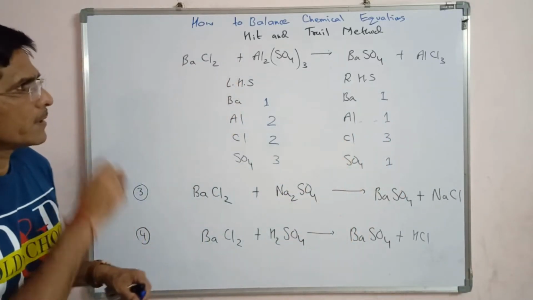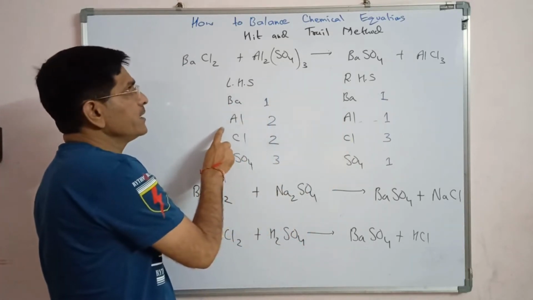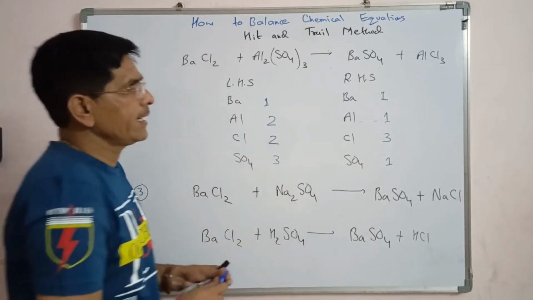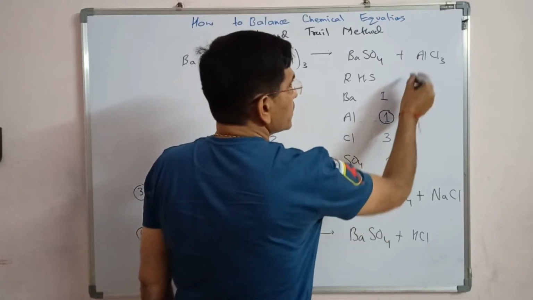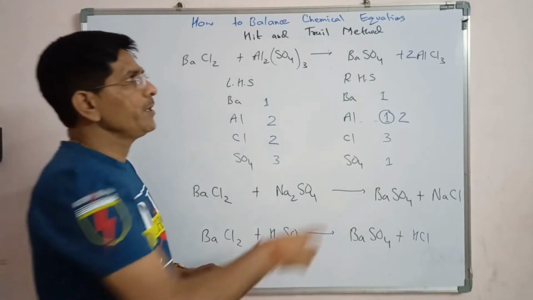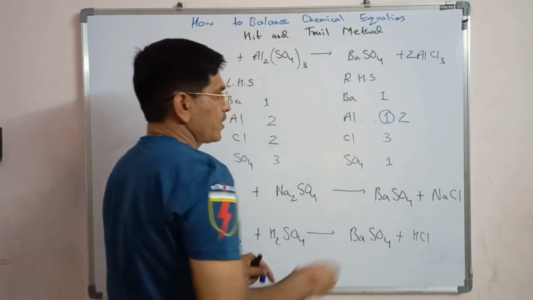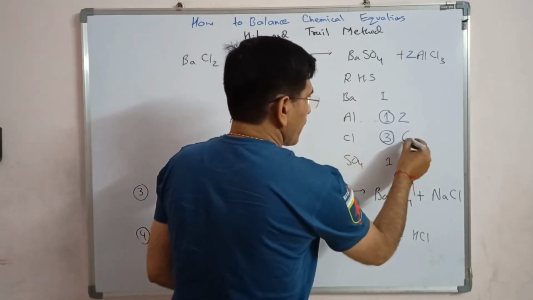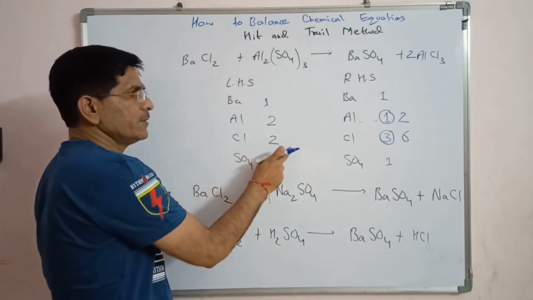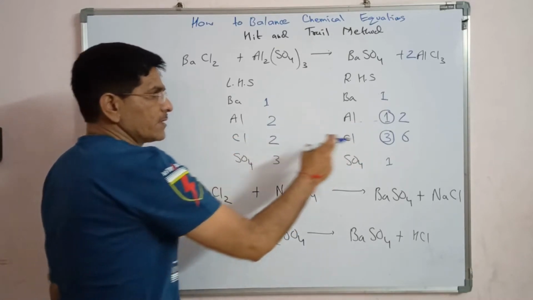If we see properly, what is our first target? We have to identify the metals. Here aluminum is twice. To make aluminum 2, I have to multiply with 2 here. So now 2 aluminum is there. When aluminum is 2, then chlorine is 2 into 3, that is 6. So now chlorine is 6. Now on the other side chlorine is 2. To balance it, again sulfate is 3, sulfate is 1.